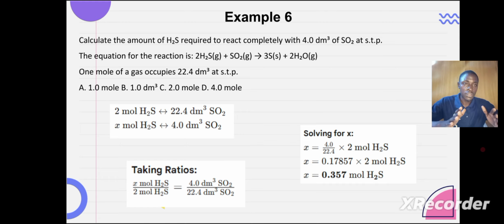So very, very important. These are ratios, and writing equivalent statements would help you in this sort of calculations. So remember, the question required the number of moles. It gave you volume. So it's expedient to write a relationship between number of moles and volume.